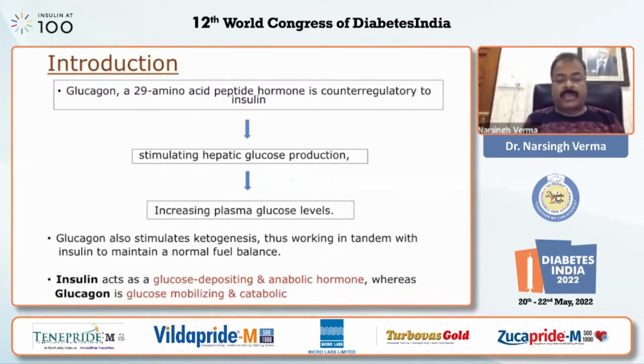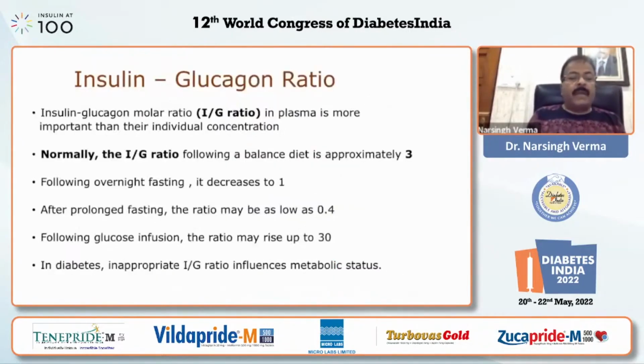Insulin, we know, acts as a glucose depositing and anabolic hormone, and counter to that, glucagon is a glucose mobilizing and catabolic hormone if you compare it with insulin. The most important thing is that beta cells are responsible for secretion of insulin and amylin, while the alpha cells are responsible for secretion of glucagon. We also know that at the time of birth, the beta cells are more in number, around 60% of the total cells of the islet of Langerhans, and most of the rest are alpha cells, and very few belong to other varieties.